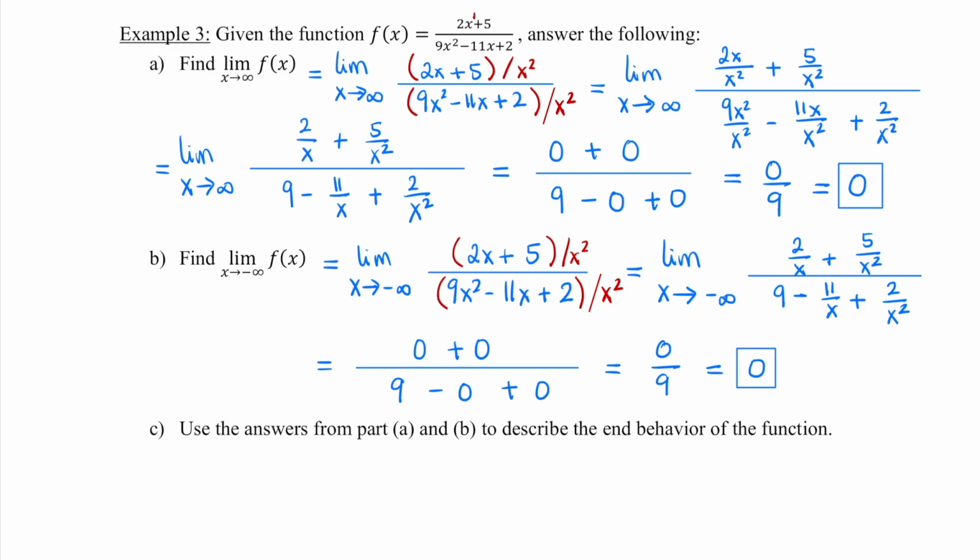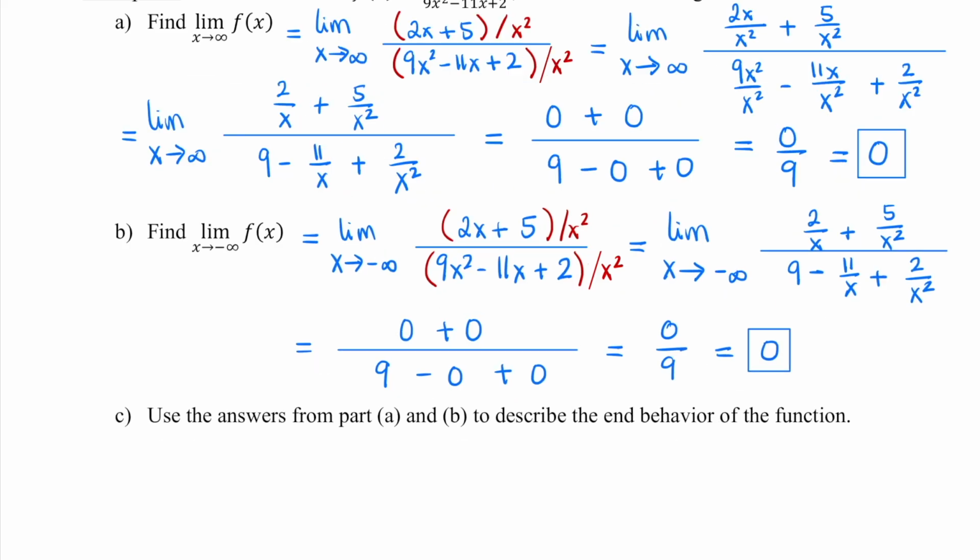So we confirmed the limit of f of x as x approaches infinity equals 0, and the limit of f of x as x approaches negative infinity also equals 0. So the horizontal asymptote is y equals 0. As x approaches infinity, the function approaches 0. And as x approaches negative infinity, the function also approaches 0.